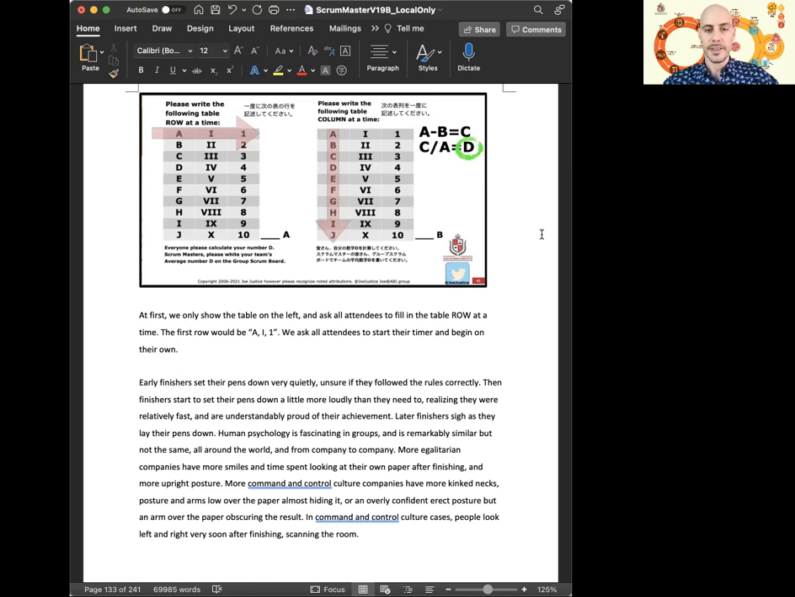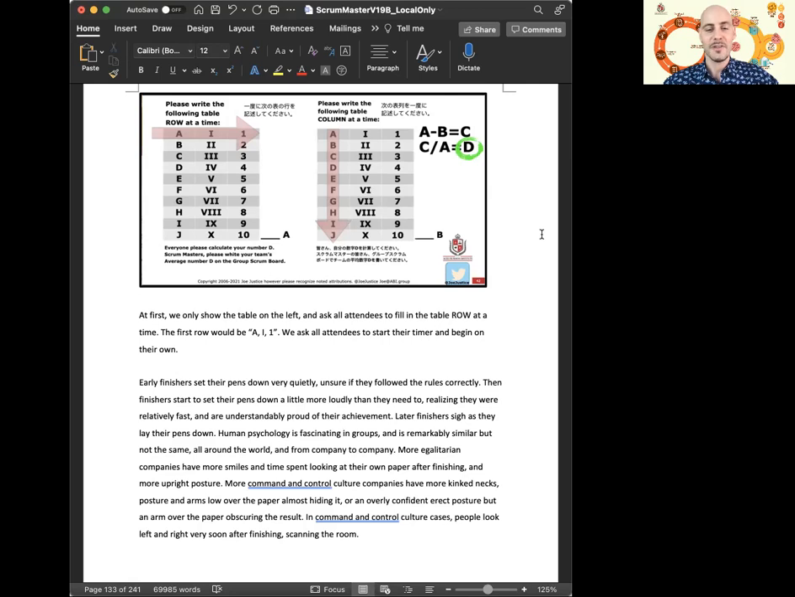Early finishers set their pens down very quietly, unsure if they've followed the rules correctly. Then finishers start to set their pens down a little more loudly than they need to, realizing they were relatively fast and are understandably proud of their achievement. Later finishers sigh as they lay their pens down.